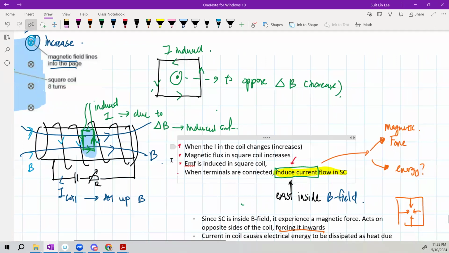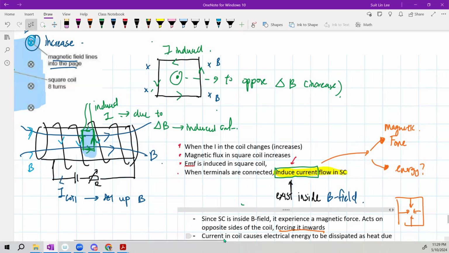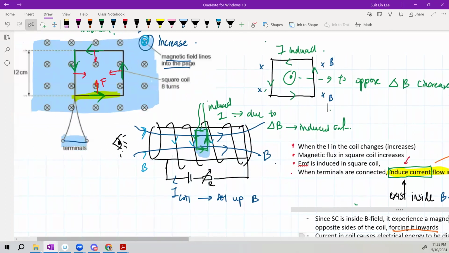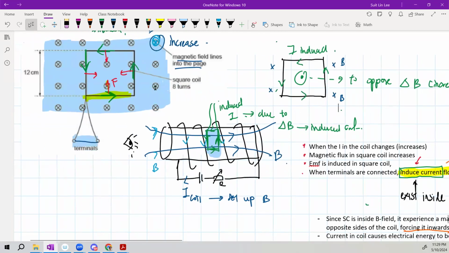So now I have a square coil with current inside a magnetic field that is cross. Remember, you cannot interact with your own magnetic field, but you can interact with your neighbor. So then when you use Fleming's left hand, you will find that the forces on each side of the coil is force inwards one. So the coil is being squished.